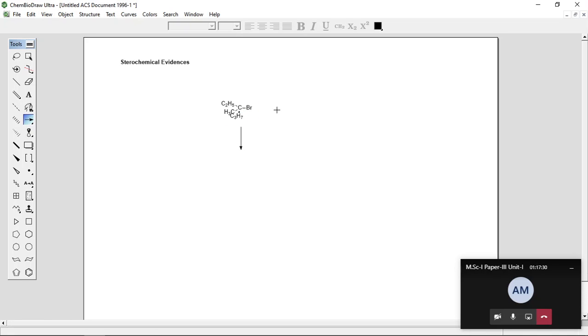This C-Br bond is a polar bond due to the inductive effect, because bromine is more electronegative than carbon. So ionization of this C-Br bond takes place. This is your sigma bond, with one electron shared by the carbon and one electron shared by the bromine. So heterolysis of this bond takes place, generating a positive charge on the carbon and a negative charge on the bromine. You will get a planar intermediate.